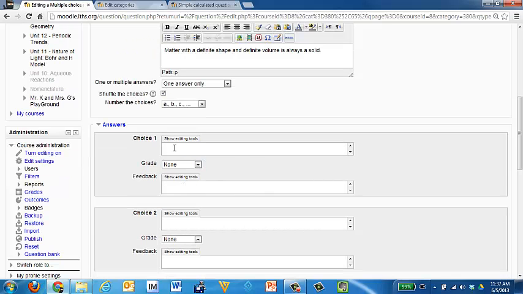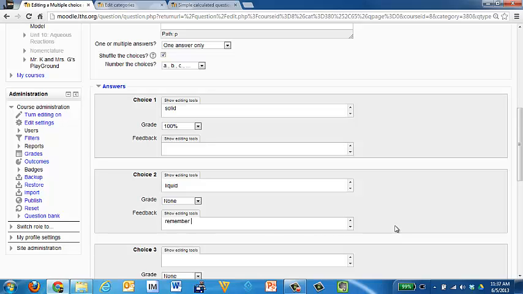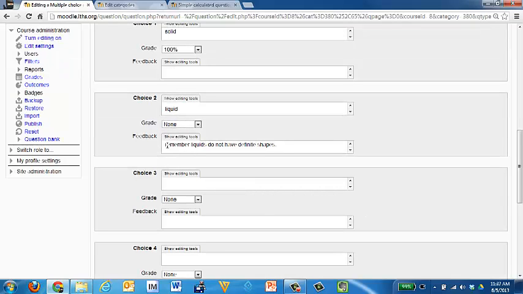So the choice is going to be this. Let's see. Solid, which is the correct answer, so I'm going to give that a grade of 100%. Liquid, which I'm not going to give a correct answer, but I am going to give feedback on that. Remember, liquids do not have definite shapes. They're mostly definite volumes. And maybe I'll make that a sentence, so capital R.